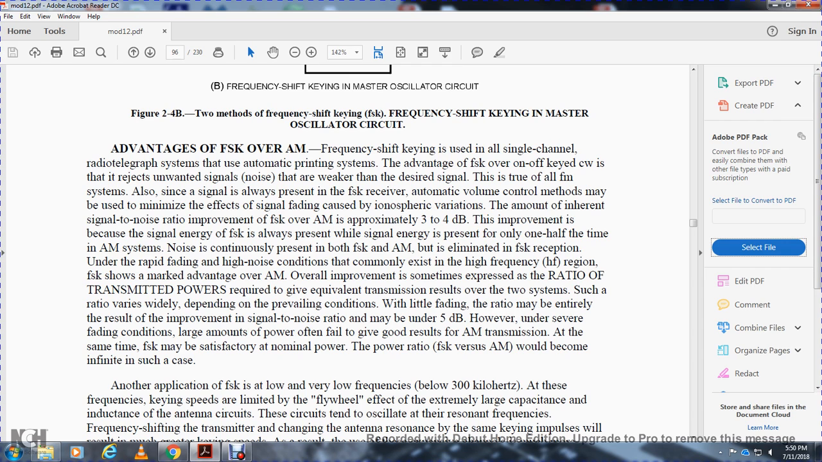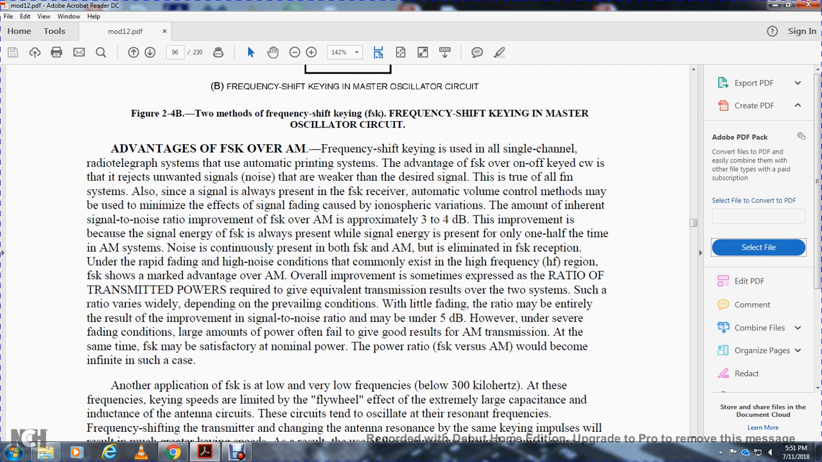The improvement is because of the signal energy improvement: the energy of frequency shift keying is always present, while in the AM system the signal energy is present only 1/2 of the time. Note the continuous presence of both the frequency shift keying and the AM; they eliminate with the frequency shift keying the reception problems under rapid fading and high noise conditions commonly exhibited in the high frequency region. Frequency shift keying shows a marked advantage over the AM.